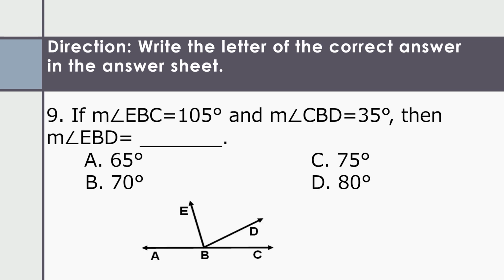Next, if measure of angle EBC, for example, is 105 and CBD is 35, then what is EBD? So 105 minus 35 is 70. The answer is letter B.